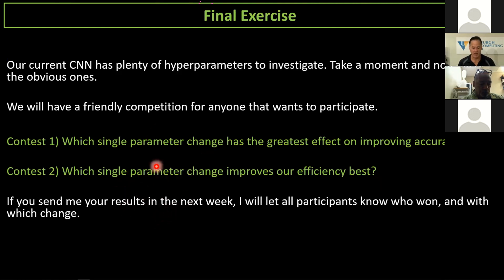So we can have a friendly competition here for any of you that want to participate. To make it easy so that people don't go too far down the rabbit hole, I'm going to say that for purposes of our competition, although you can certainly explore things any way you want, which single parameter change can you pick that's going to have the greatest effect in improving our accuracy? Or which single parameter change is going to improve our efficiency, in other words, how fast the thing trains? Again, it's a combination of these that's obviously going to be most effective. We have so many parameters to play with, but that would be an endless problem.